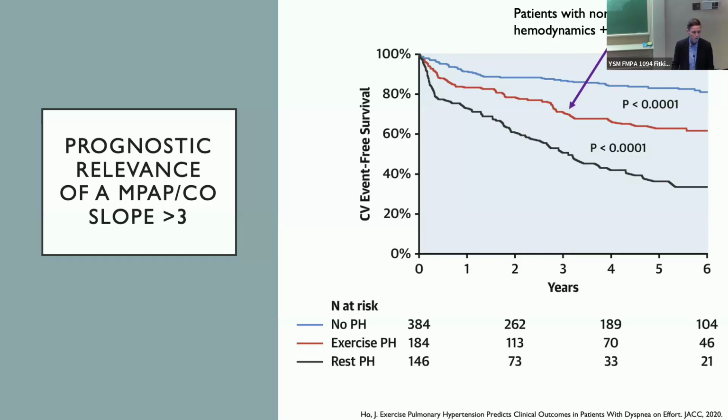We also know that this slope is prognostically relevant. In one of the largest studies available, analyzing over 700 subjects, the association between exercise PH defined by normal hemodynamics at rest and a slope greater than 3 was analyzed against survival. And the presence of exercise PH was associated with a 2-fold increased risk of an event, even after adjustment for clinical confounders. Thus, exercise PH seems not to be a benign process. It identifies a very high-risk group.